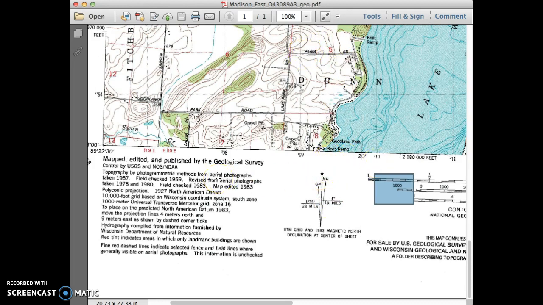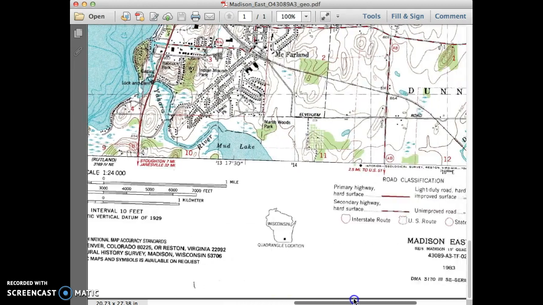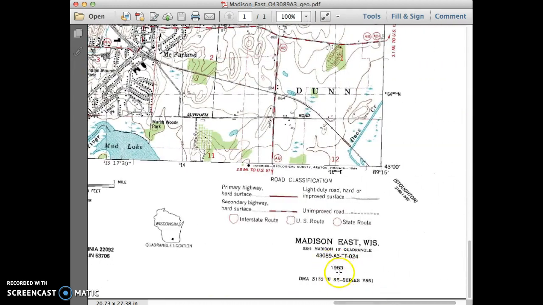Okay, the last information that you have on here is information about how the map was created. So this can tell you how they got some of the first information about the topography, how it was checked, how it was revised, when it was updated. This 1927 North American datum tells us what we're measuring those highs and lows, the vertical elevations from, as well as additional information. So if you want to look at the publication date, again, that's always listed here.